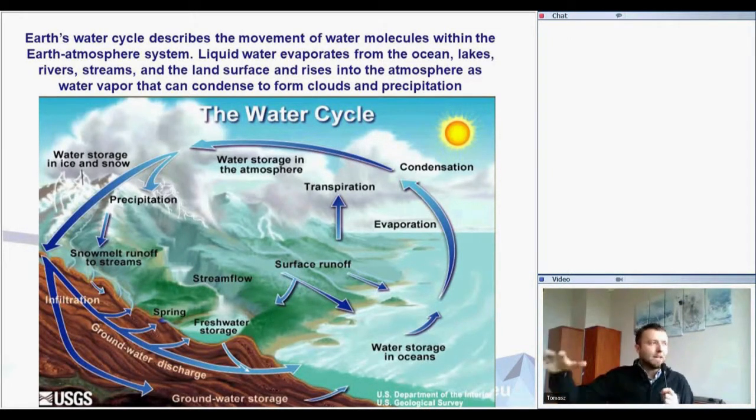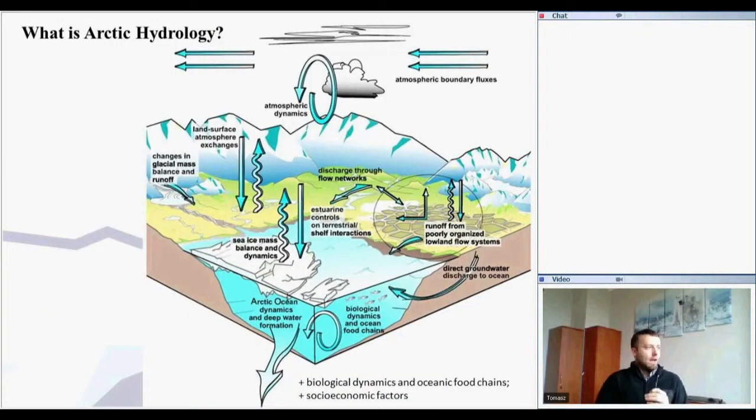Water can also infiltrate into the ground, and when it moves through the ground, there is groundwater discharge. And we can have springs, so a spring is a place where rivers start, and there are also lakes, ponds and others. And water can also flow over the surface, so then we have surface runoff. And with all these processes, hydrologists are interested. So let's start with atmospheric boundary fluxes.